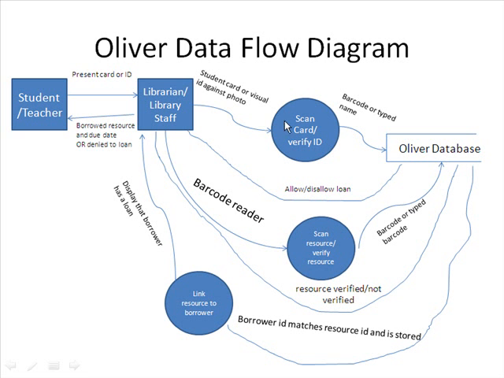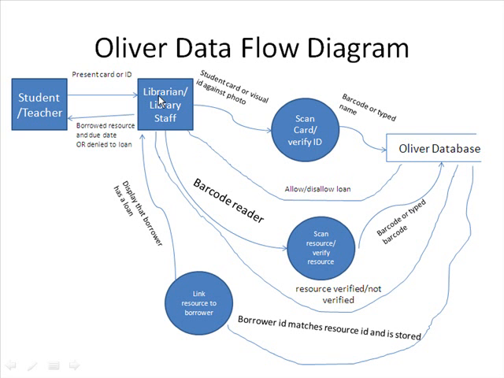You can see this is represented by a process, and the data that flows from that process is a barcode or type name, and that is obviously checked against the Oliver database, which is obviously a data store. Now, once the code or the barcode or the type name is entered in, then the database responds with a allow or disallow loan to the librarian.